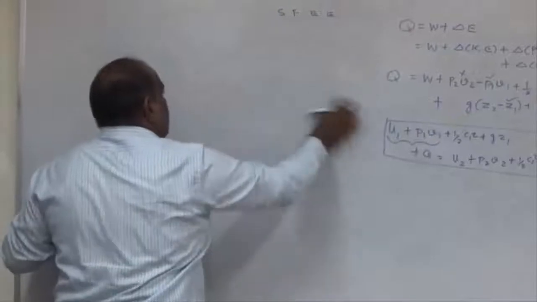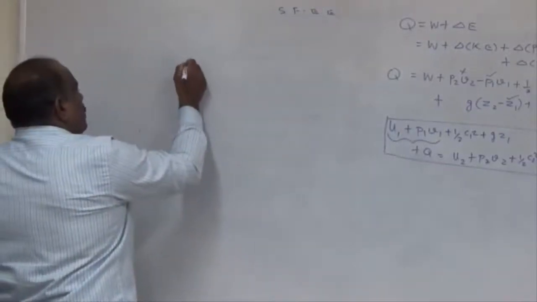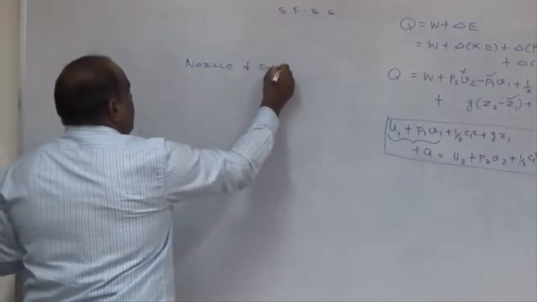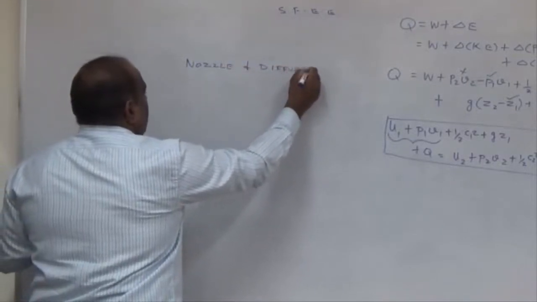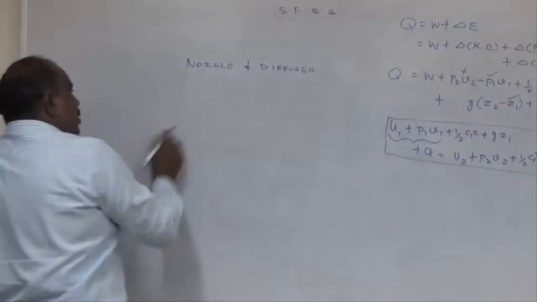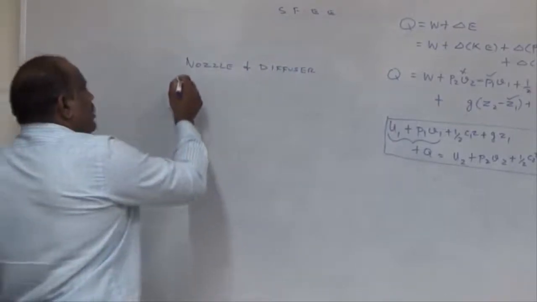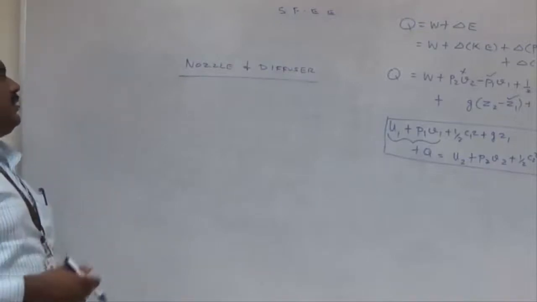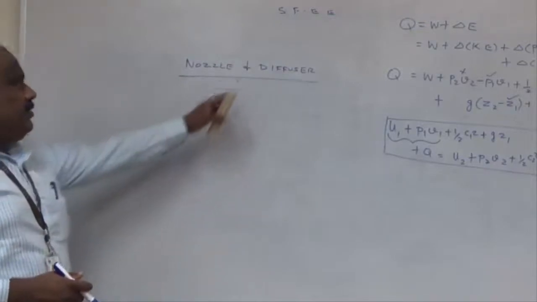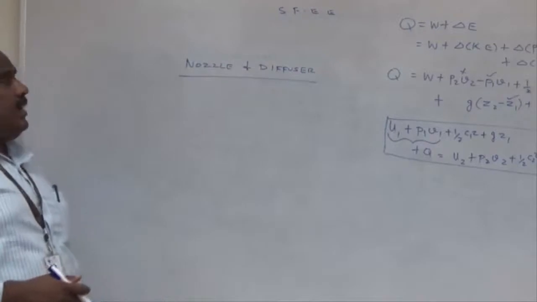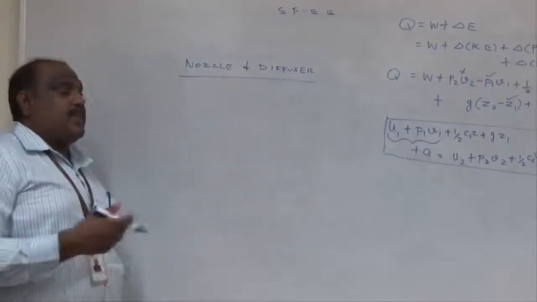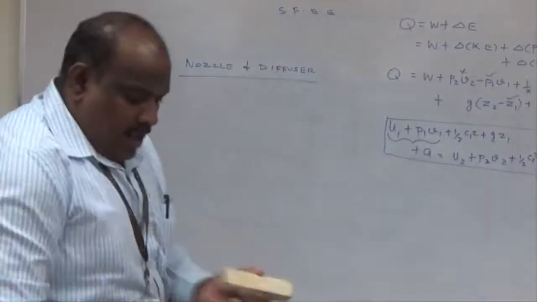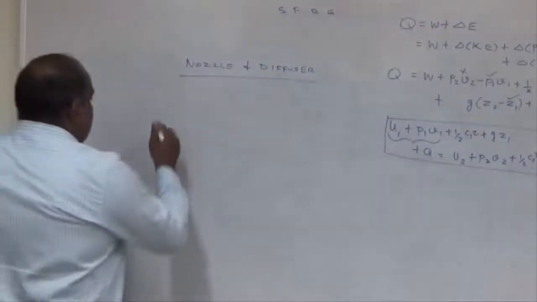Now let us take the case of nozzle and diffuser. In the earlier class we said the nozzle is used to increase the velocity at the exit, or to increase the kinetic energy of the flow at the exit. And the diffuser is the reverse of nozzle, that is, the diffuser is used to increase the pressure at the exit. Okay, so let me take the case of nozzle.